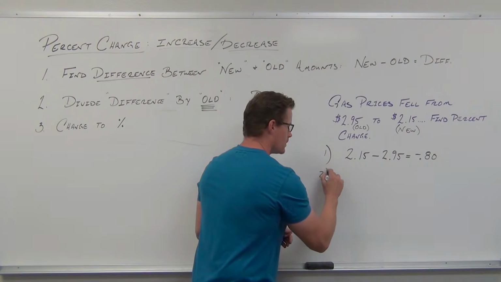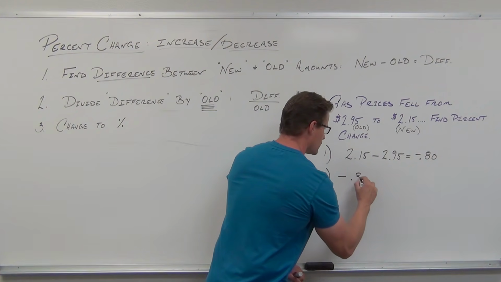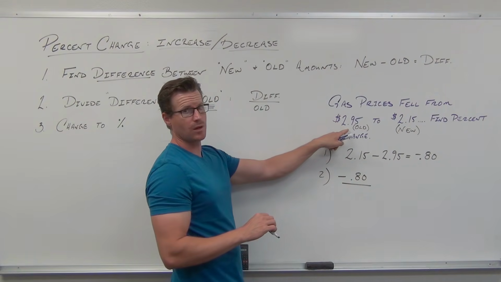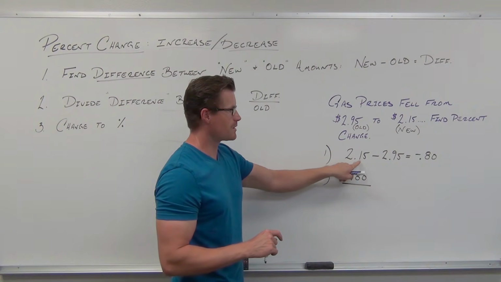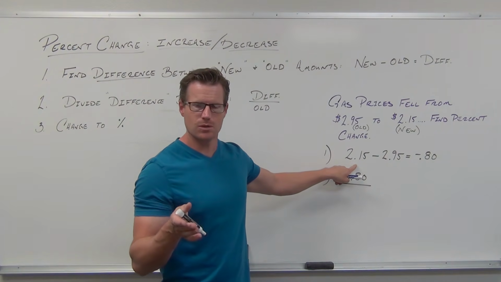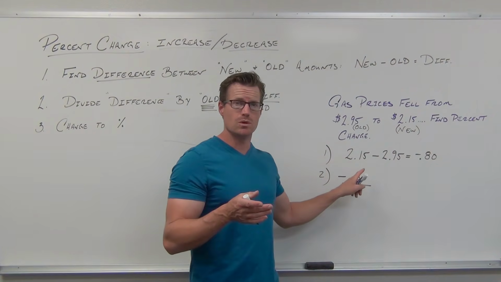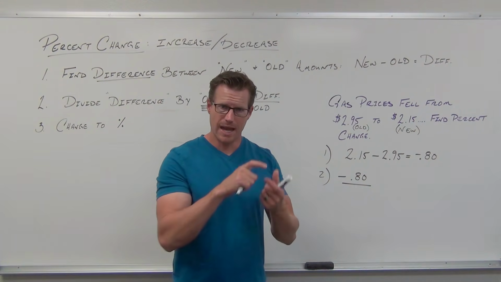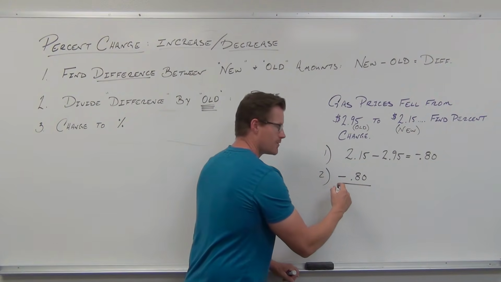Step number 2, we take that difference, including the negative, and we divide it by the old amount. The second number here, not the first number. This is where a lot of students make a mistake. They'll divide it by this guy. Well, what's that going to do? Think about what that's going to do. That's going to relate the amount of the change to what you changed to. That's not giving you the accurate percent change. We want to relate the actual change back to where we started from. That's the old amount. So that's going to be the 2.95 in this case.